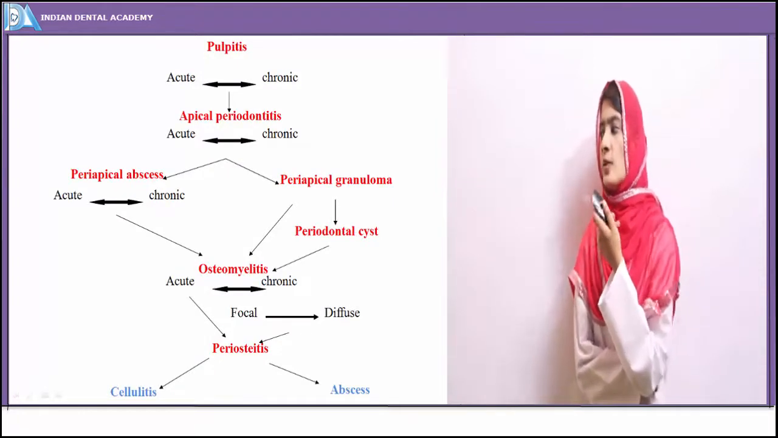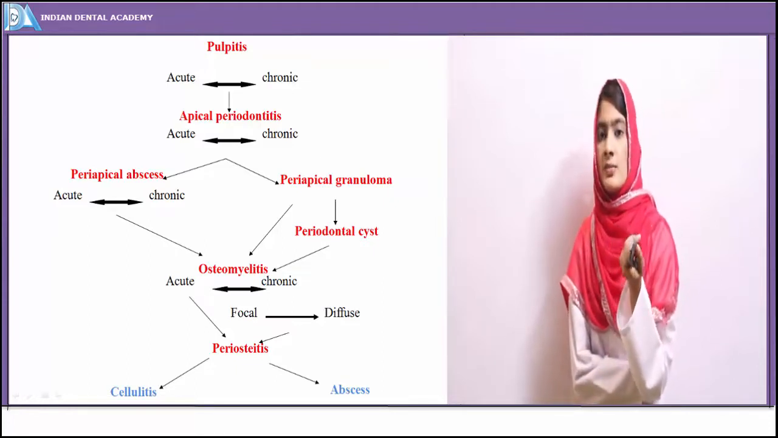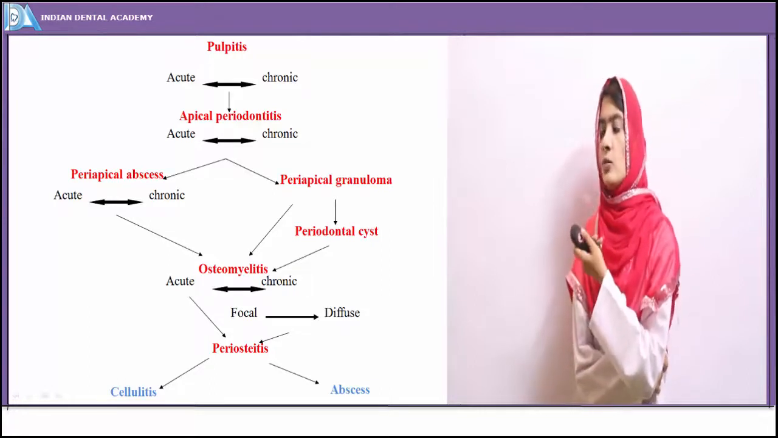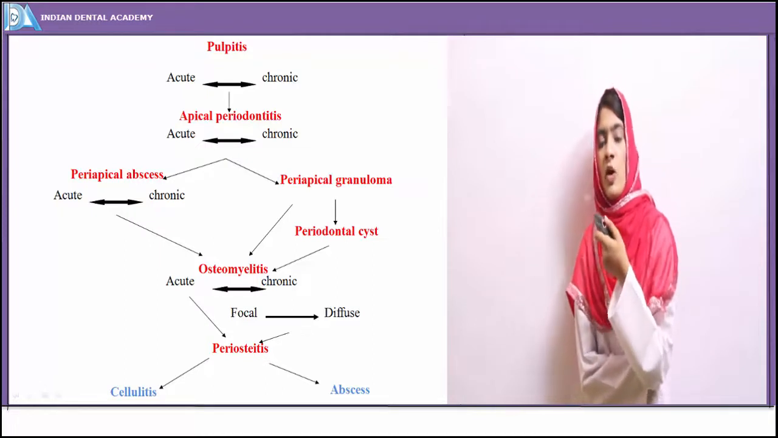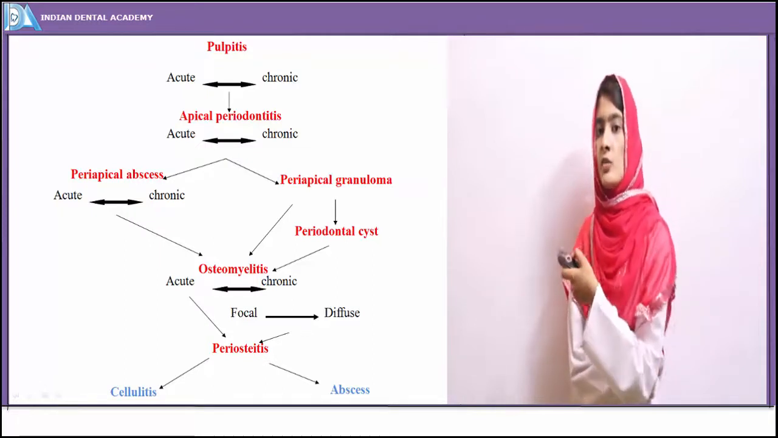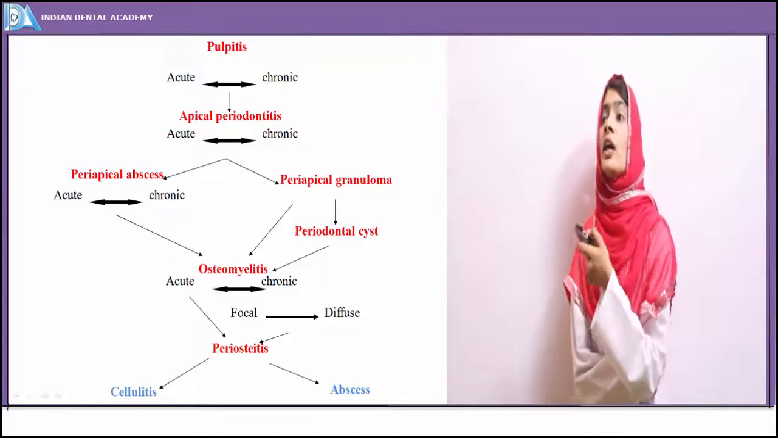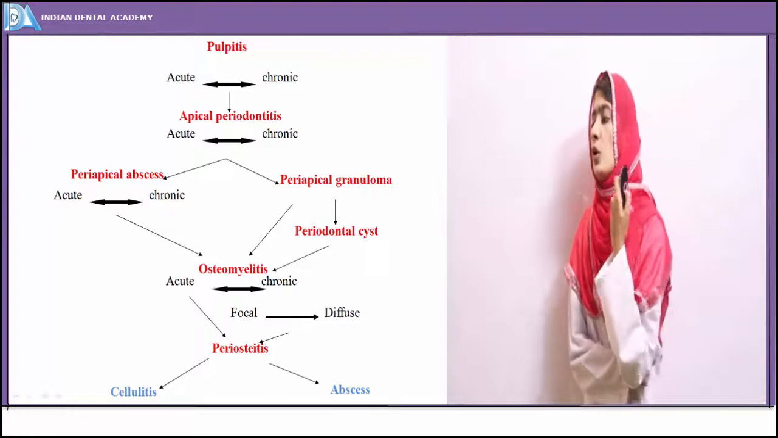In periapical abscess formation, pulpitis progresses to apical periodontitis. Apical periodontitis may lead to either an abscess formation or a granuloma formation. The granuloma formation may either lead to cyst formation, or it may form the abscess again, which tends to spread and involve the bone. Osteomyelitis may be acute or chronic, or it may be focal, seen at only one place, or it may be diffuse, involving the whole of the bone.